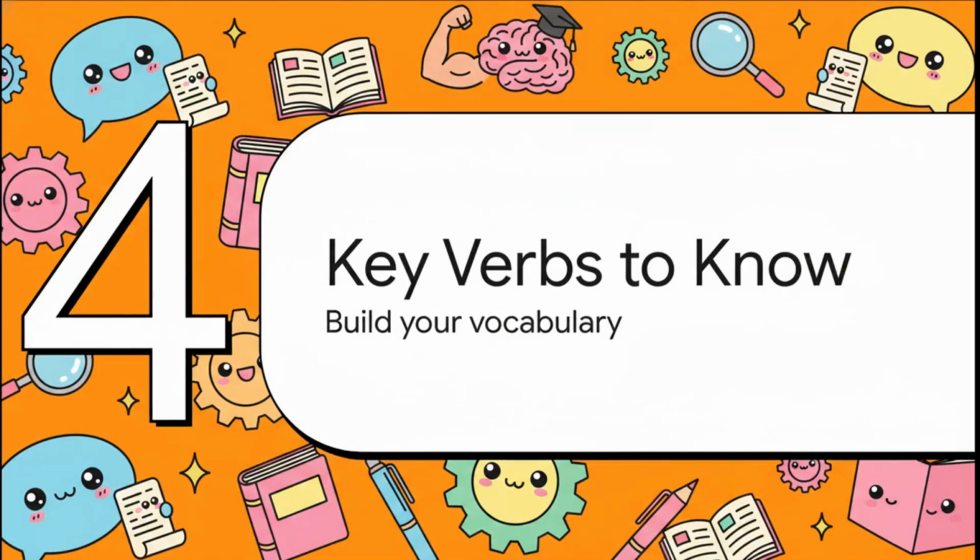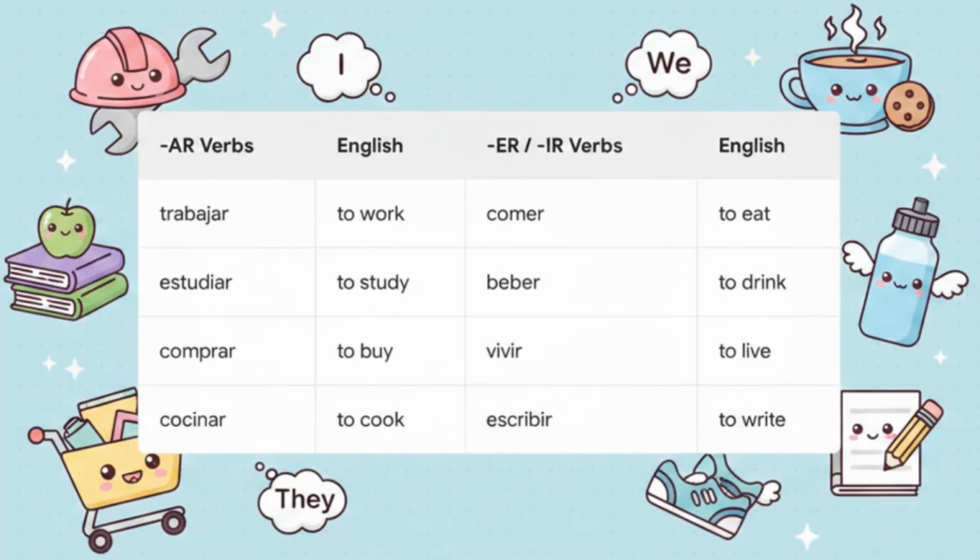Section 4, Key Verbs to Know. Okay, so we've absolutely mastered the mechanics. Now, let's build up your vocabulary arsenal. Think about some high-value, everyday verbs you might use. We have AR verbs like trabajar, to work, and comprar, to buy. Then we've got ER and IR verbs like beber, to drink, and escribir, to write. I really want to remind you of your brand new superpower right now, because you know the golden rule. You possess the power to conjugate every single one of these verbs for any pronoun. You can instantly say I work, we study, or they write. You've got the whole toolkit.